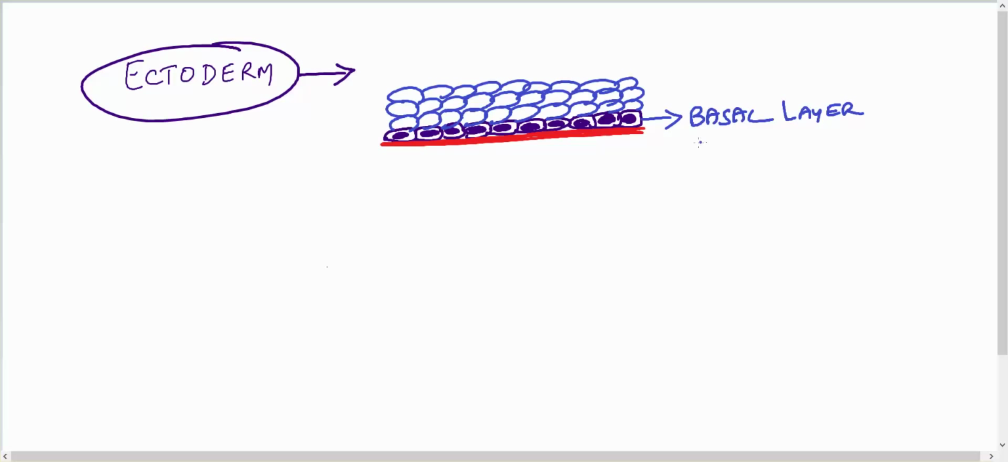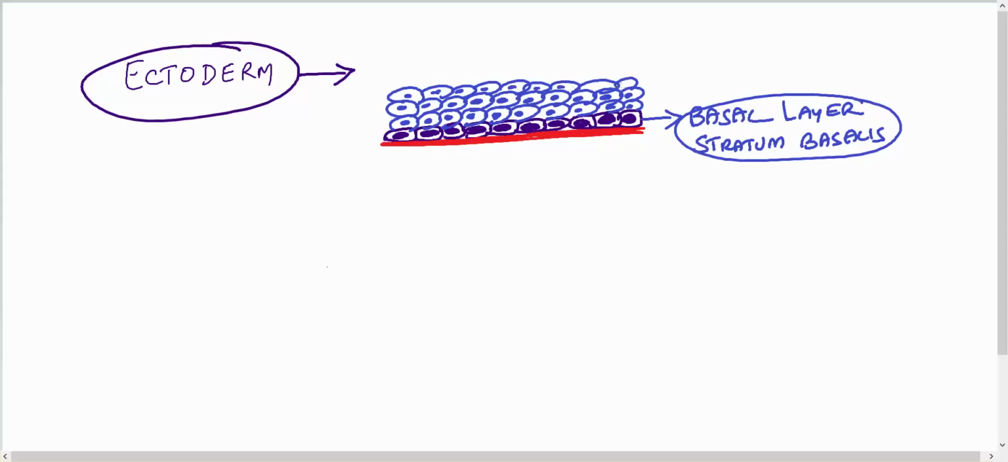Layer means stratum, so this is called stratum basalis. The cells in the stratum basalis divide and form the cells above this layer. And this layer is called stratum spinosum, because these cells have some spine-like structures which connect the cells. So that is called stratum spinosum.